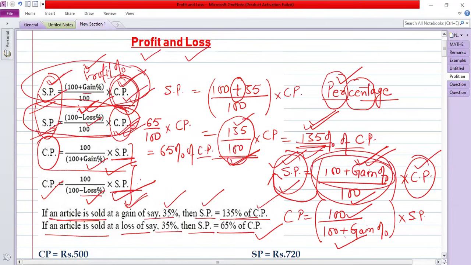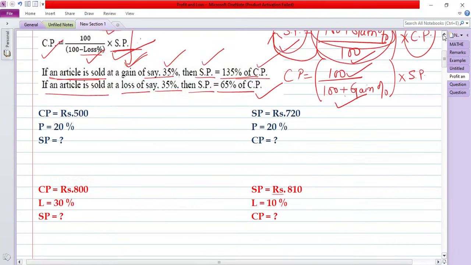Let's see some applications. Here the cost price is given as rupees 500, and the profit percent or gain percent is given. So what will be the selling price? The selling price will be nothing but 120% of CP, and this is obviously 120% of 500. Now, what is 120%?